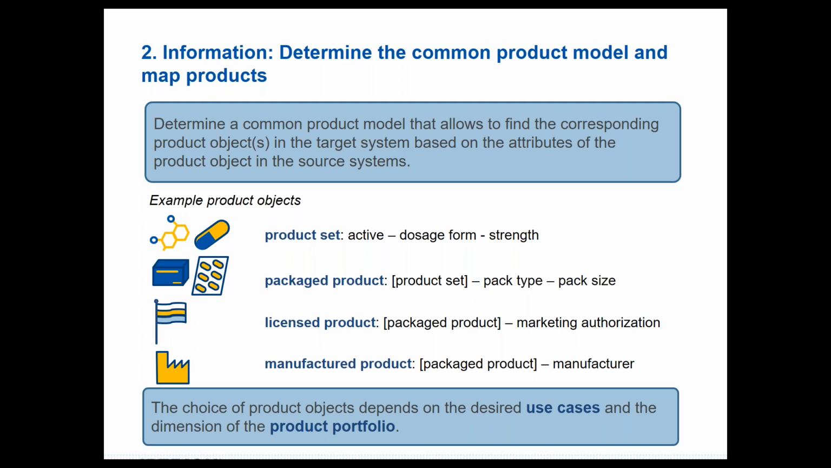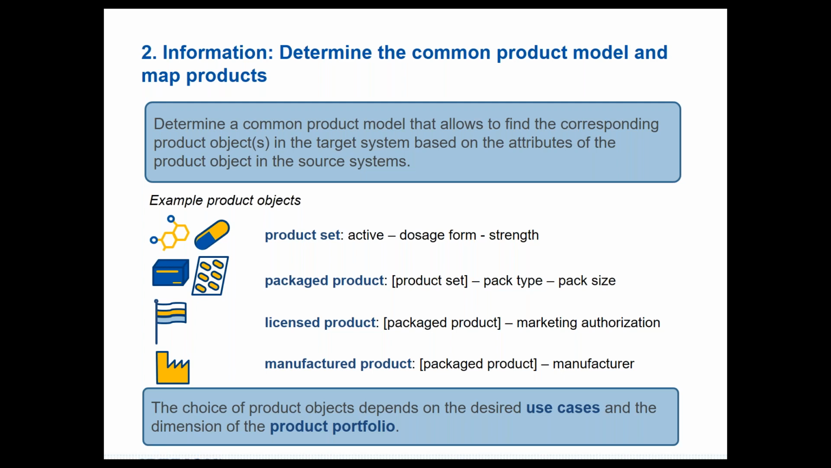Another way of looking at our products is actually thinking about manufacturers. In the operational situation, we often distinguish products that are the same in terms of their packaging, their composition, by the manufacturer that produces them. So another way to look at the product is to combine the packaged product with its manufacturer.